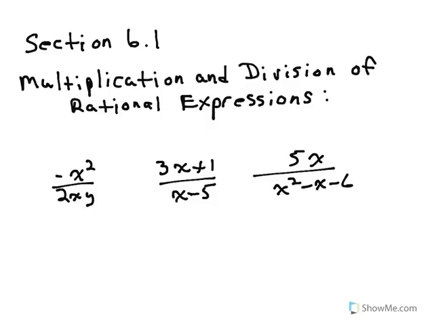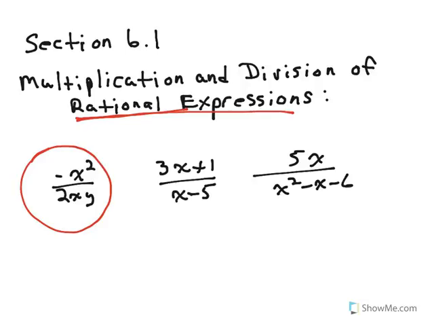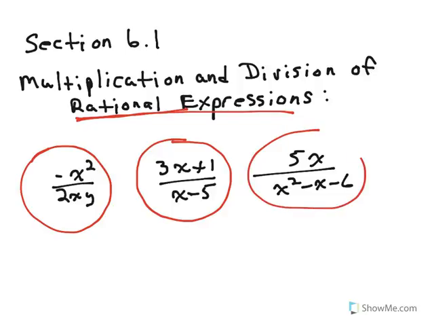Section 6.1, Multiplication and Division of Rational Expressions. Rational expressions are fractions such as negative x squared over 2xy, and 3x plus 1 over x minus 5, and 5x over x squared minus x minus 6. These are all examples of rational expressions.